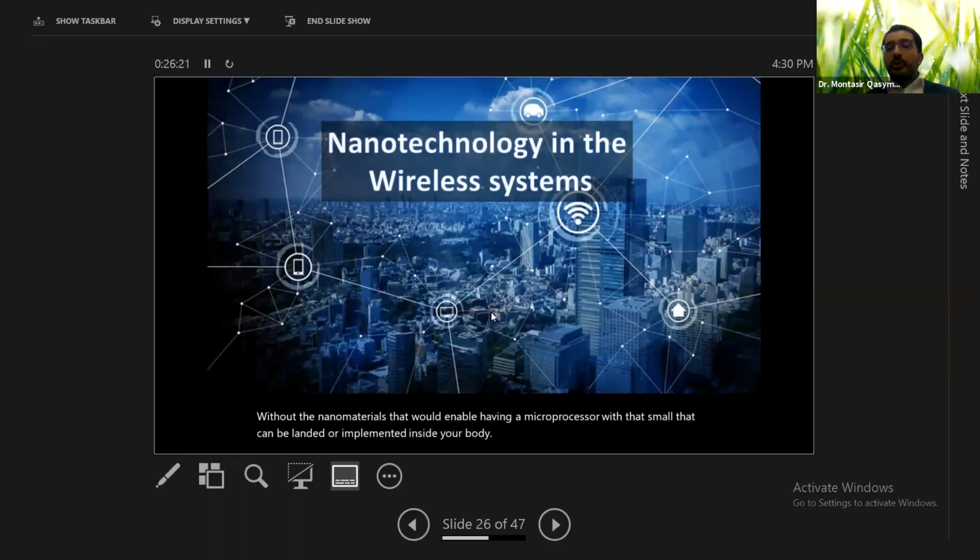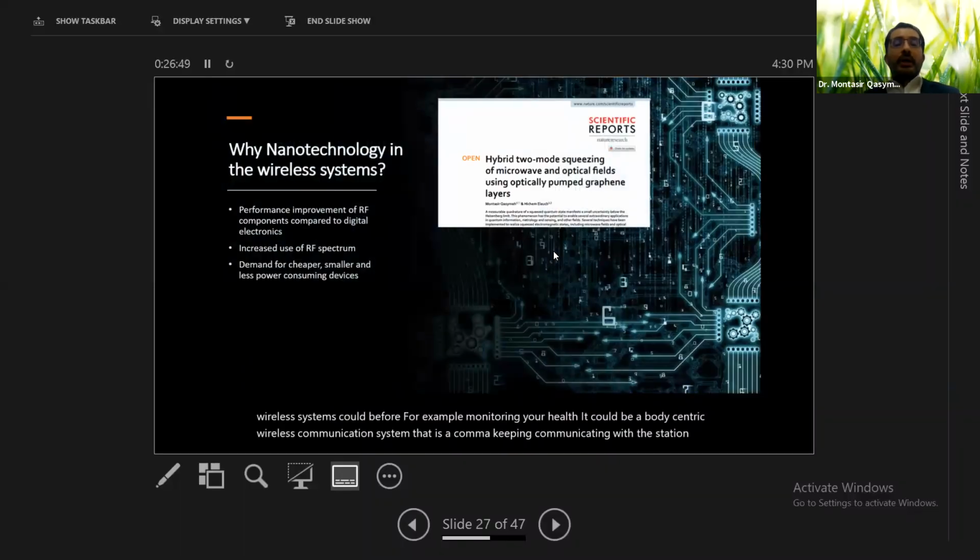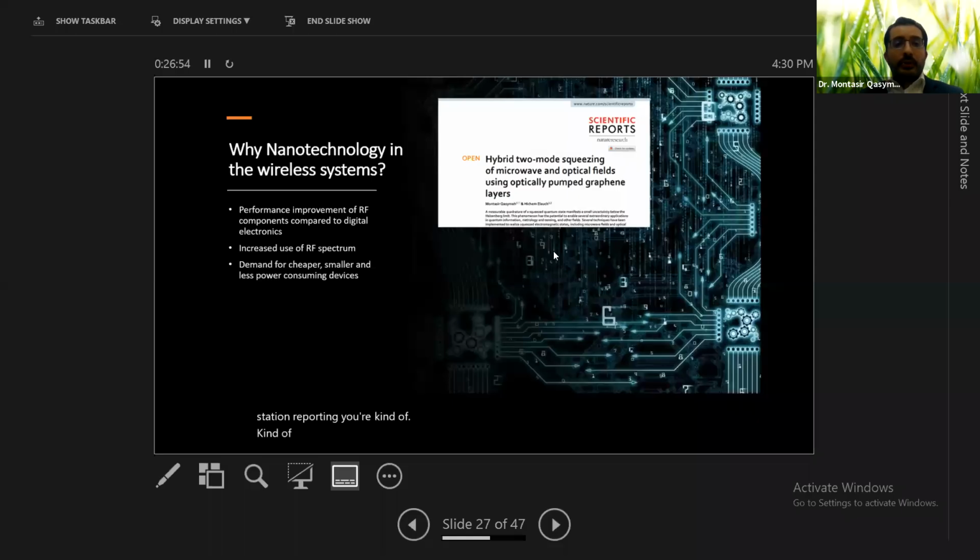Now, nanotechnology in wireless communication systems is absolutely there. We use it to have efficient transmitters and receivers. We have nano antennas as well. And when you say a wireless communication system, it means information or mobile systems, but this kind of wireless system could also be, for example, monitoring your health. It could be a body-centric wireless communication system that is communicating with the station, reporting the vital signals of your body.